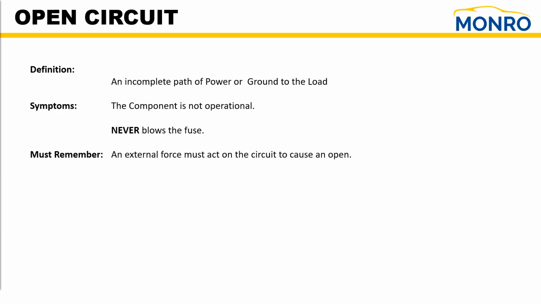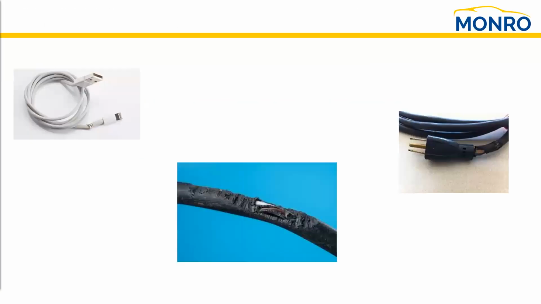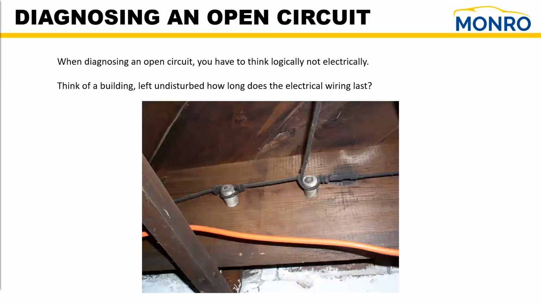But you have to remember an external force really needs to act on the circuit to cause an open. I mean, think of it this way. If we built a building in 1851, we wired it with electricity, and we left that wiring undisturbed, what would happen to the wiring? I'm not talking about rats or decay, but think about it. If that wiring was never disturbed, that wiring would still be functional today. And in many cases, it still is.